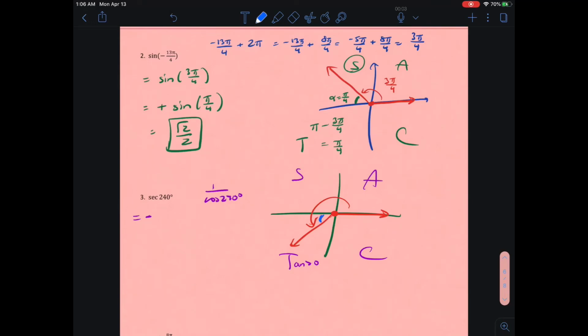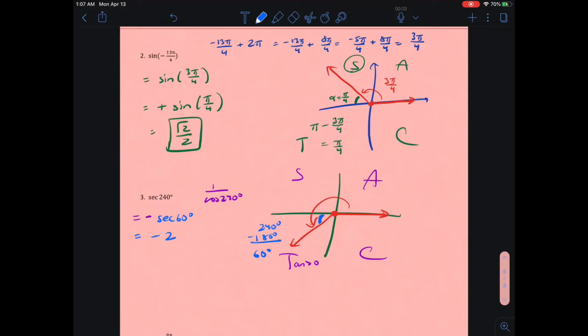Now from there, I'm going to find the reference angle. My reference angle is this angle here, right? The acute angle that the x-axis and the terminal side make. In this case, I can do a simple calculation. I can take 240 degrees and subtract 180. That gives me 60 degrees. So really, I'm going to be taking negative of secant of 60 degrees.